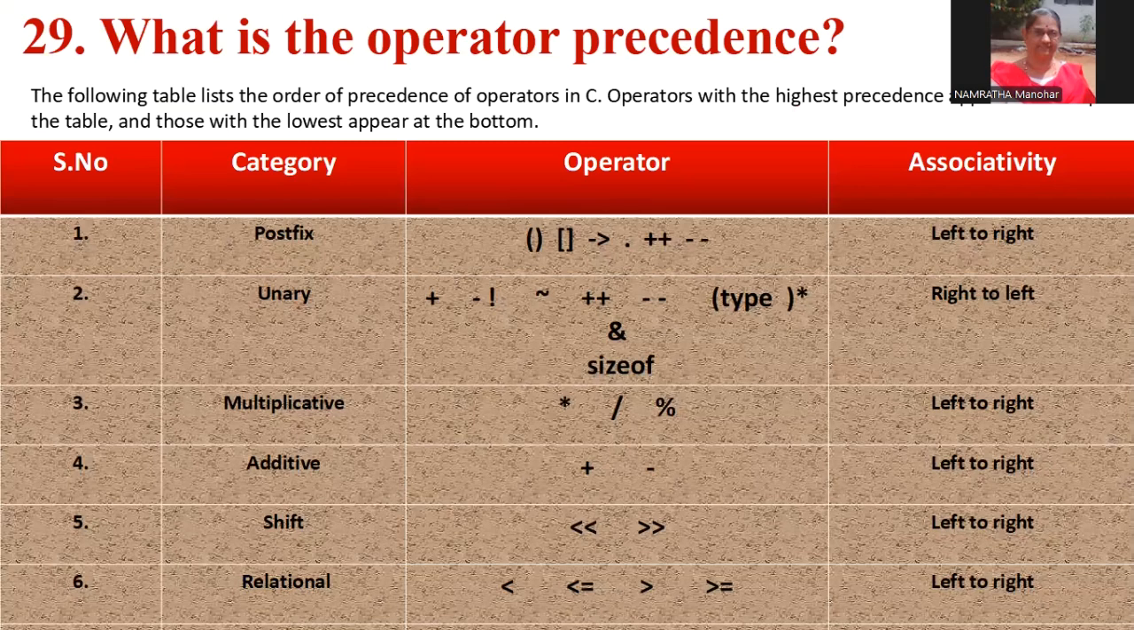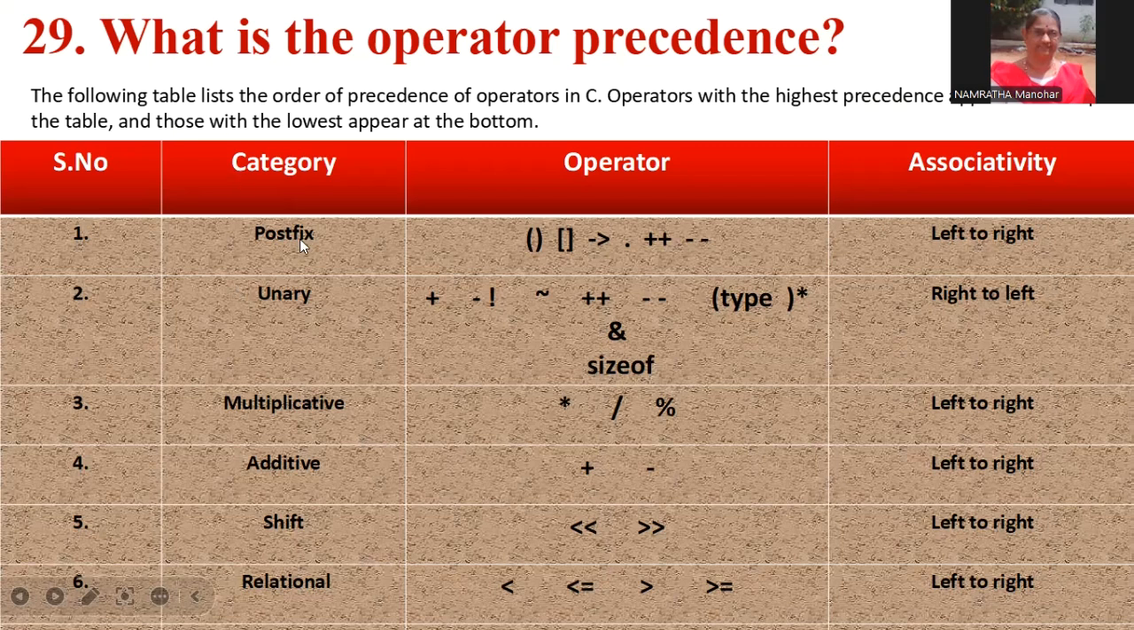Now, what is the operator precedence? Question number 29. The following table lists the order of precedence of operators in C. Every language has its own operator precedence, but most of them have to consider the mathematical precedence. Operators with the highest precedence appear at the top of the table and those with the lowest appear at the bottom. That is what I've said as serial number 1. They have high precedence, and as we are going down, you have lower precedence. And the order of evaluating an expression also is given in this column.